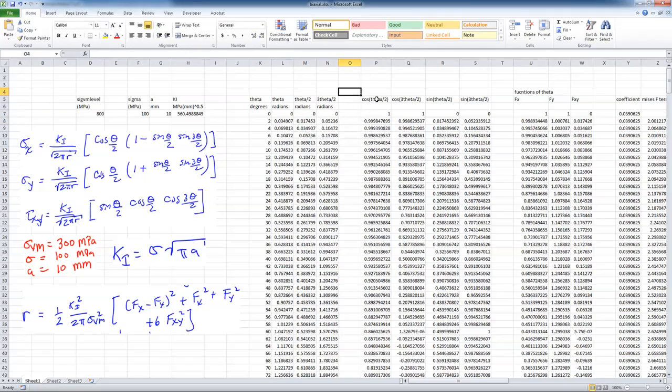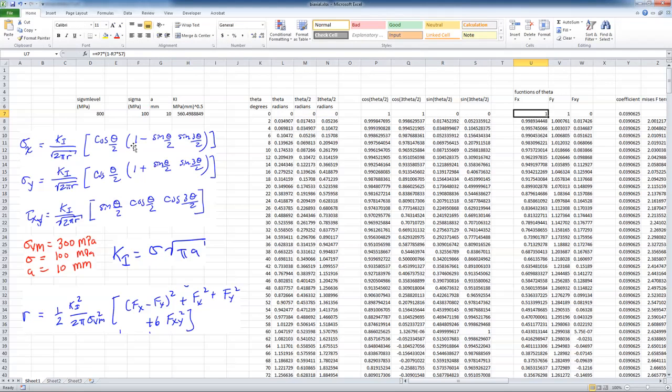Okay, we need a cosine theta over 2. So that's the cosine of that column. We need a cosine of 3 theta over 2. So that's the cosine of that column. We need a sine of theta over 2. That's the sine of that column. We need a sine of 3 theta over 2, which is that one.